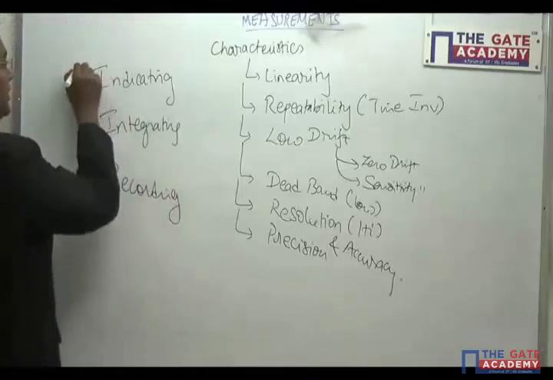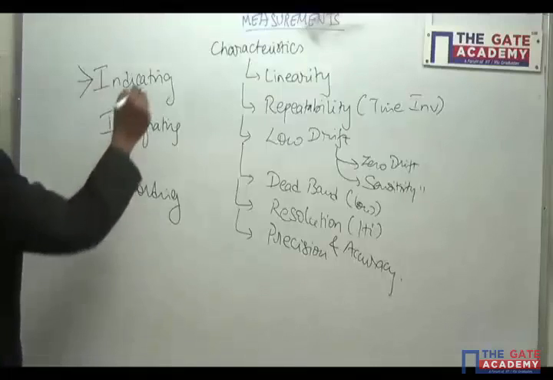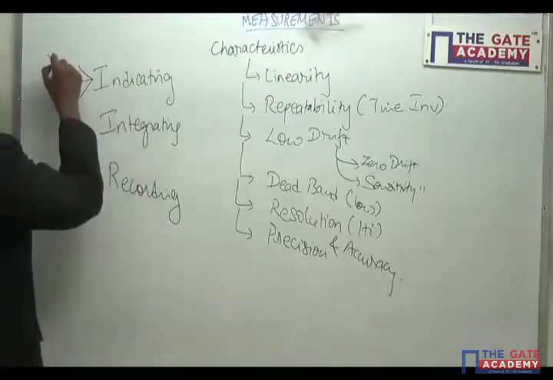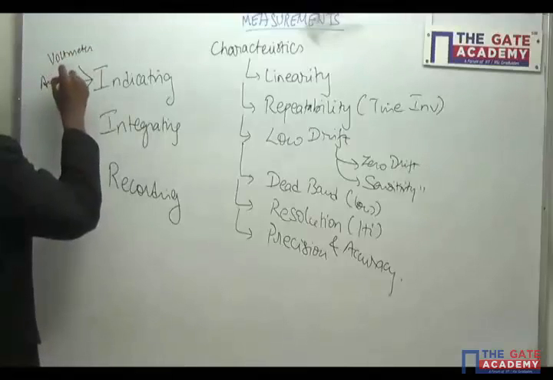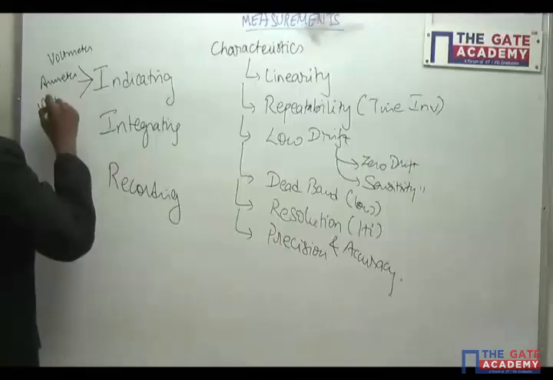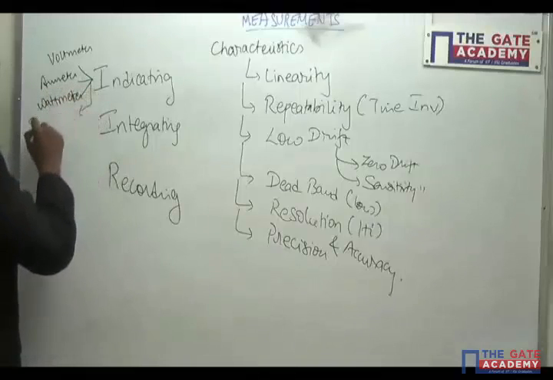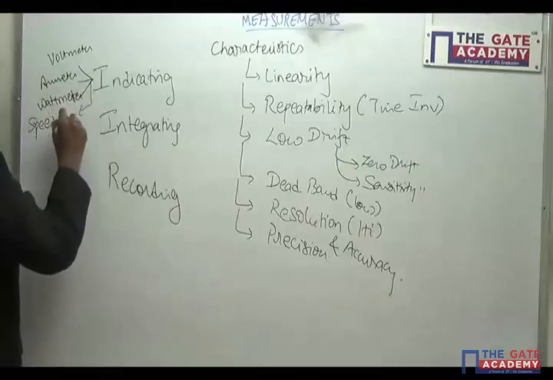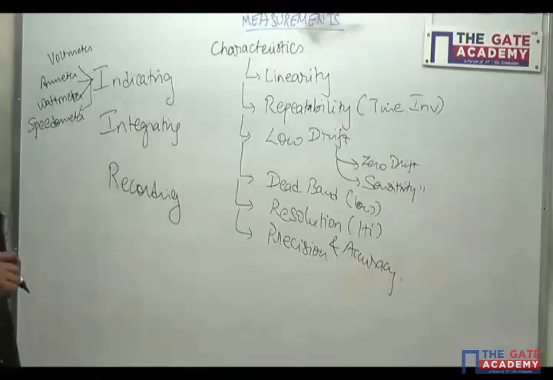In indicating instruments we saw examples also. I am repeating because this question has come in GATE. In indicating instruments, all your voltmeter, ammeter, wattmeter, speedometer, all these things are examples of indicating type of instruments.